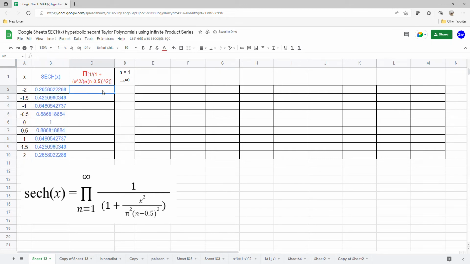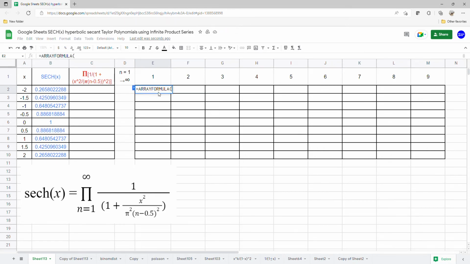And the same using the infinite product series. So this is big pi of 1 over 1 plus x squared over pi squared times n minus 0.5 squared, where the value of n is from 1 to infinity. So our value of n starts from 1 up to infinity. 9 is good enough. Now we complete the array formula.